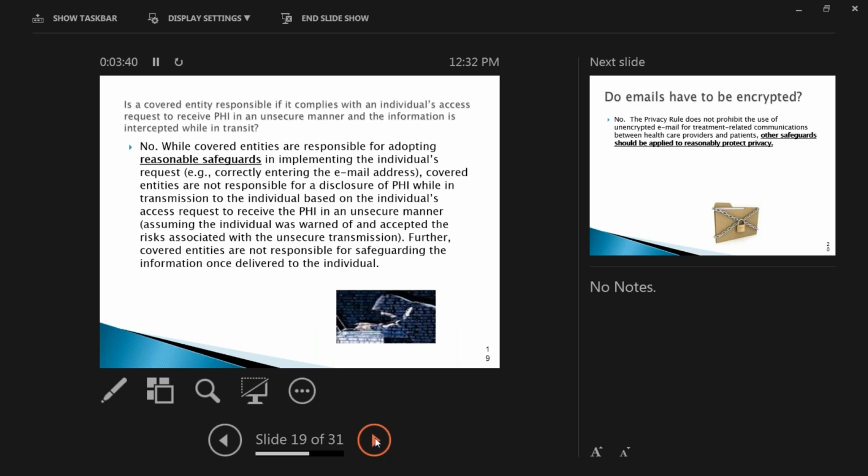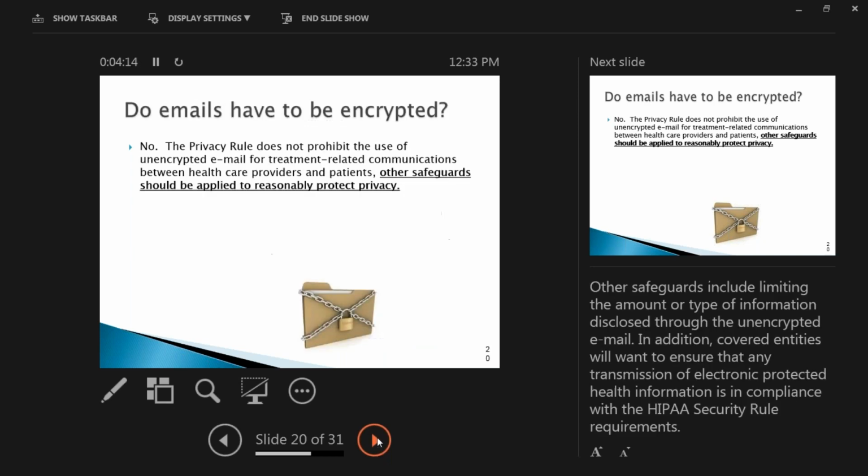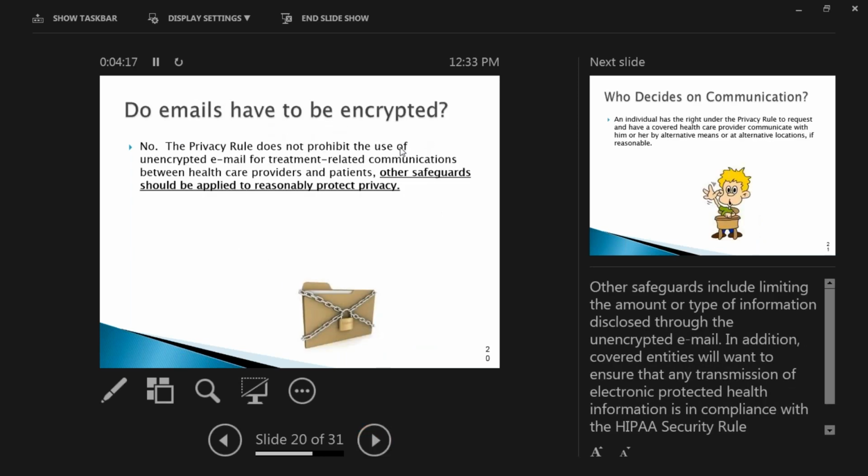These are just some basics. Is a covered entity responsible if it complies with an individual's access request to receive PHI in an unsecure manner? No, we can only be responsible for what's on our end. So if we're using a Gmail platform, which is encrypted email, and we're sending it to a patient who's given us their email address and authorized us to contact them by email, and then somehow on the patient's end the information gets hacked, that's not our fault. We would have to be able to show on our end, of course, that we put in place reasonable safeguards.